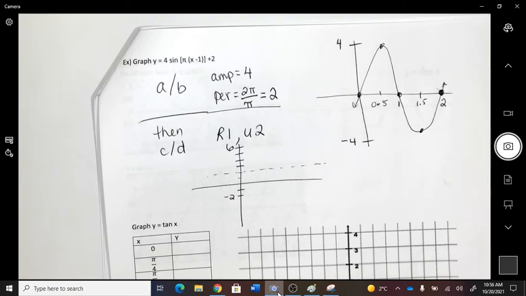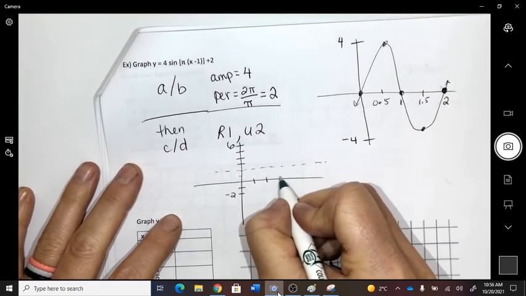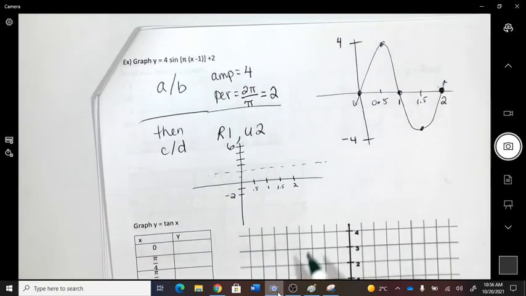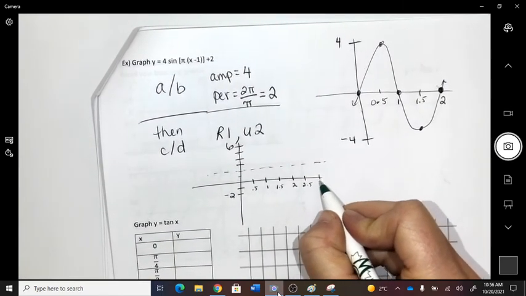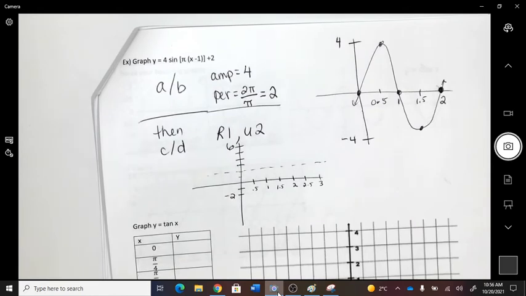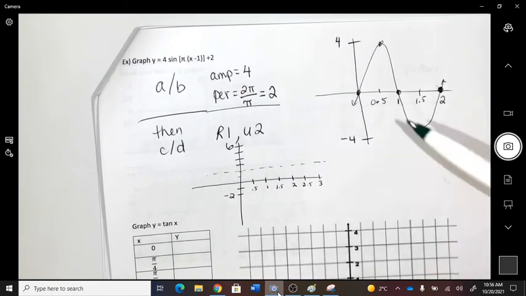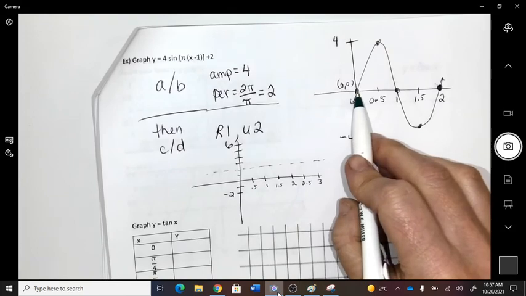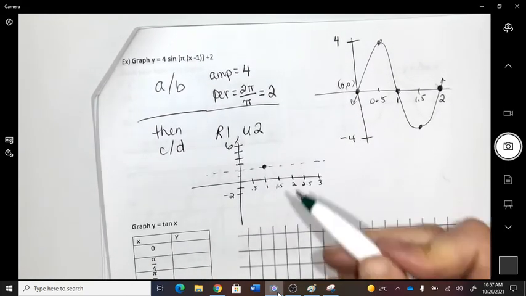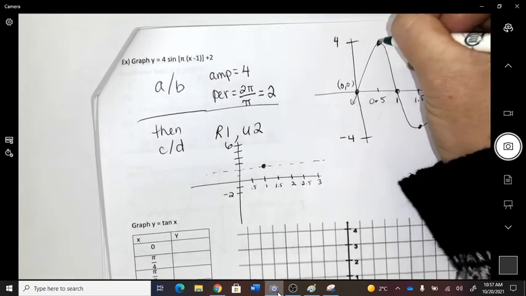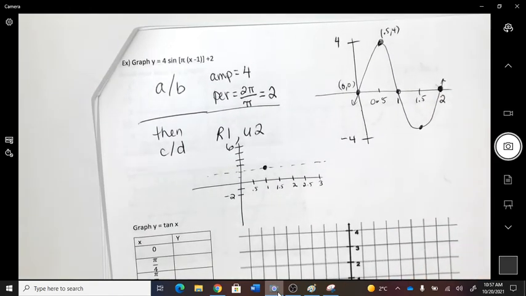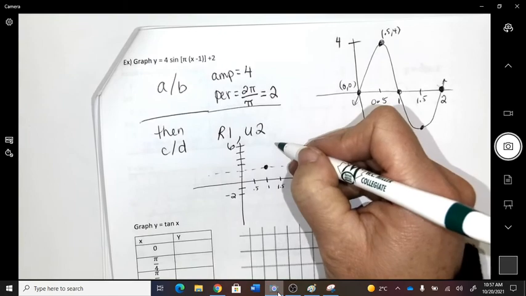And I need to move right 1. Okay, you ready? This coordinate, 0, 0, now becomes 1, 2. 0.5, 4 becomes 1.5, 6.